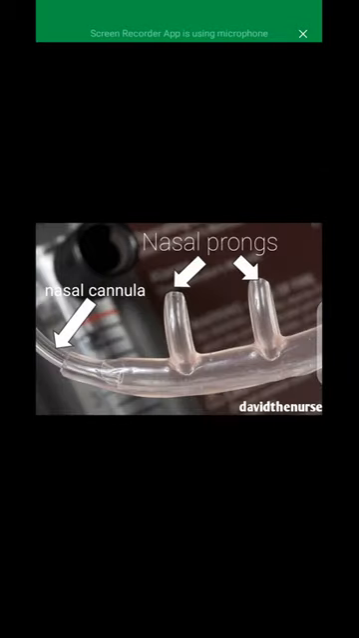Now, if I see a patient and I want to administer nasal prongs, it means that the nasal prongs as an oxygen delivery device is categorized under low delivery devices. That is, it delivers a low amount of oxygen. If the patient needs a higher level of oxygen, you can't use the nasal prongs.